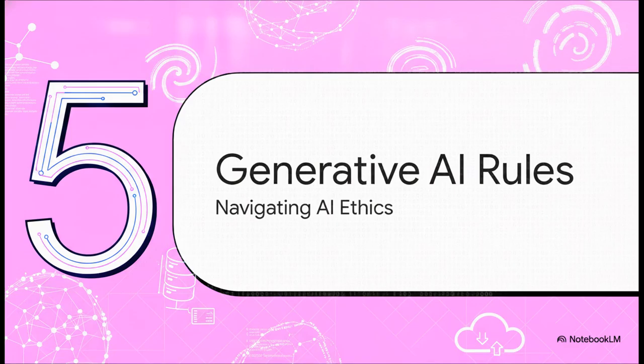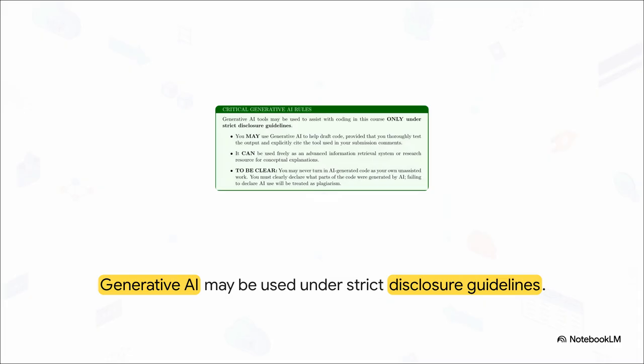Finally, Section 5, Navigating Generative AI Rules. Let's talk about a really modern boundary. The approach here is actually incredibly practical. You are actively encouraged to use AI tools like ChatGPT or Claude as an advanced research assistant. You can use them to help explain complex concepts or even draft some code.